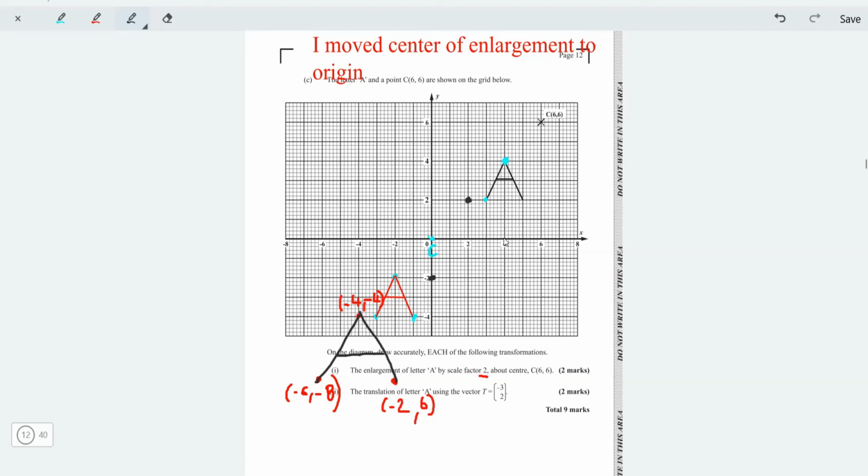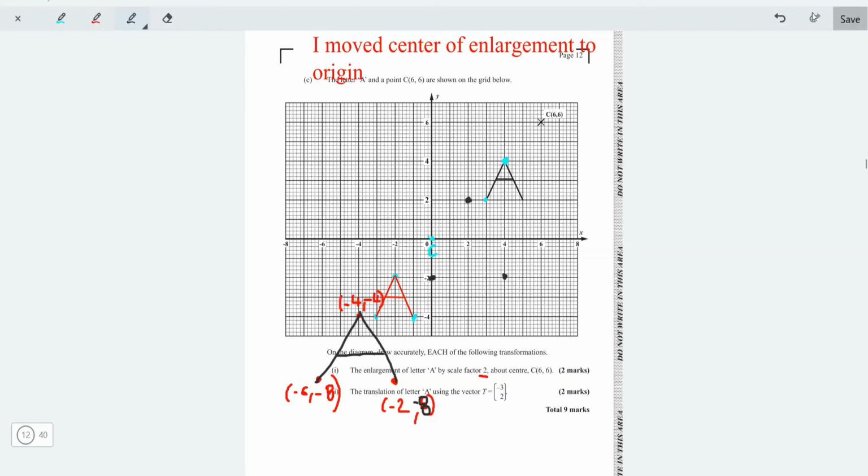And then this is -2, -8. When I add 6 to this, that's -2. So that's 4, -2. All right, so that's your final answer.